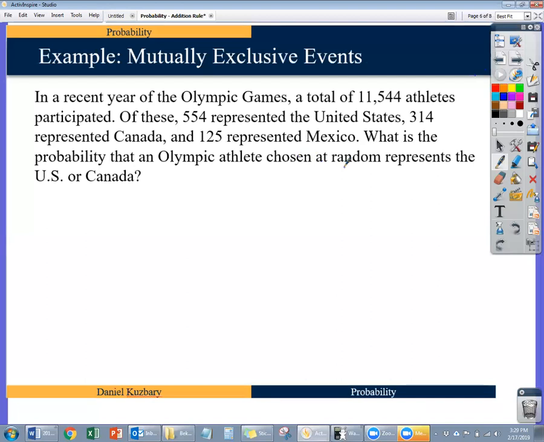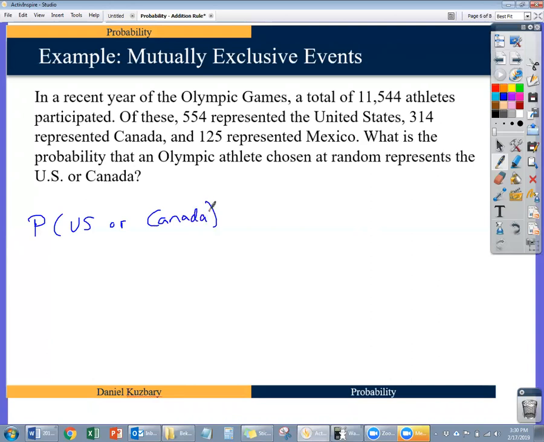So here's an example. In a recent year of the Olympic Games, a total of 11,544 athletes participated. Of these, 554 represented the United States, 314 represented Canada, and 125 represented Mexico. What is the probability that an Olympic athlete chosen at random represents the United States or Canada? So we want to find the probability that the athlete is representing the US or Canada.